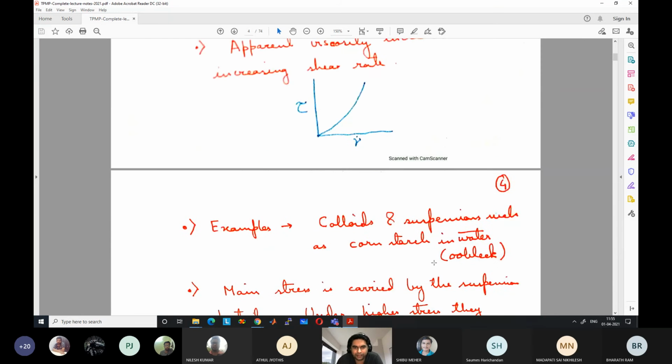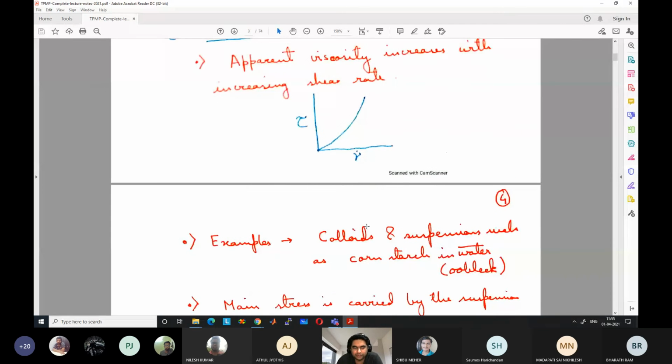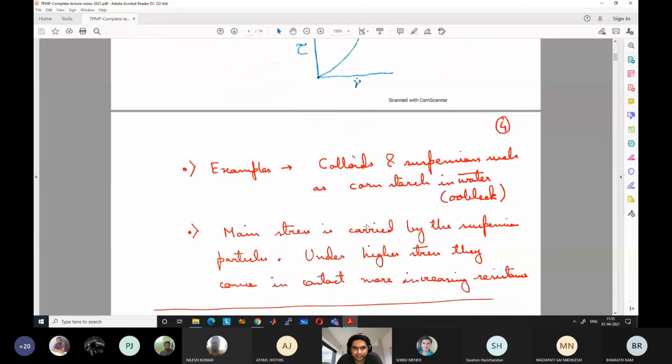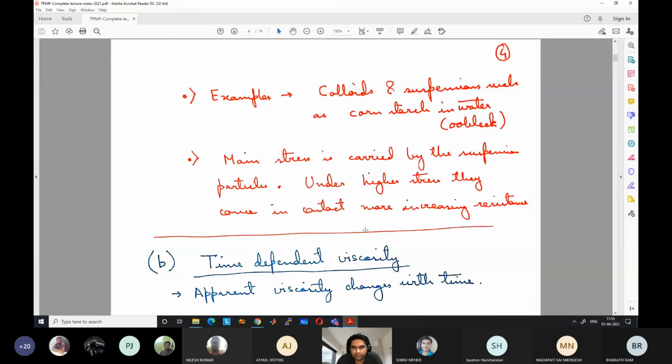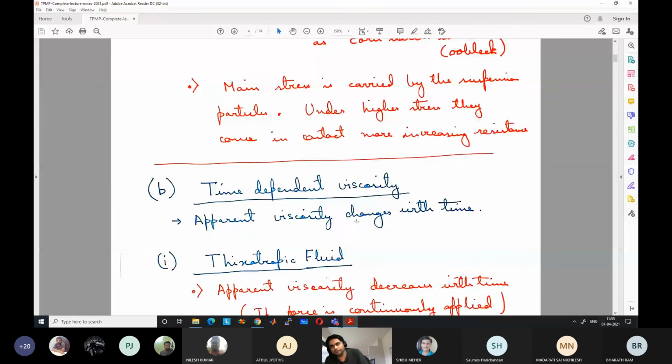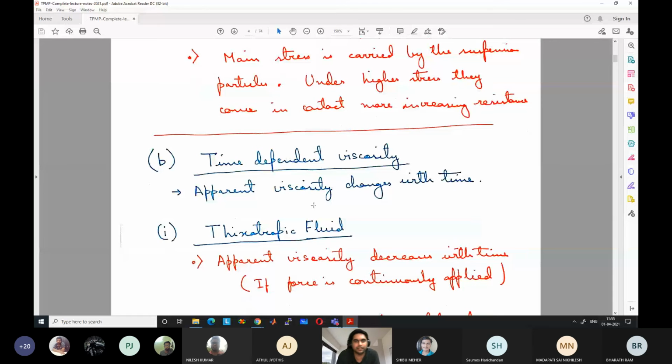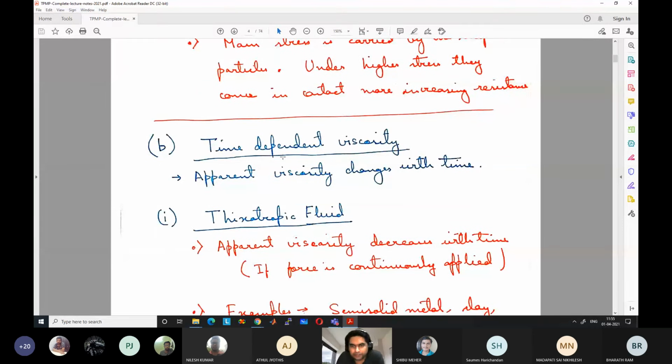Okay, so we'll stop here, and in the next class we will also discuss quickly what is time dependent viscosity, and then we will come back to the shear thinning, shear thickening fluid and start with the mathematical part for this.